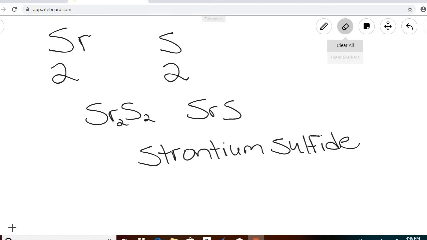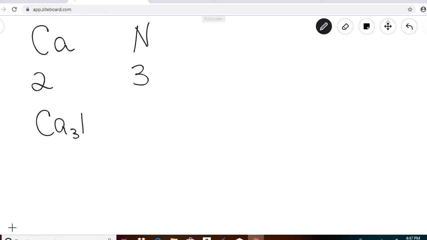Okay, then 21C asks us to form a compound between calcium and nitrogen. Calcium is in group 2A, so it has 2 valence electrons to give away. Nitrogen is in column 5A, so it needs to gain 3 valence electrons. So we would switch the charges, and it would be Ca3N2, and this compound would be called calcium nitride.